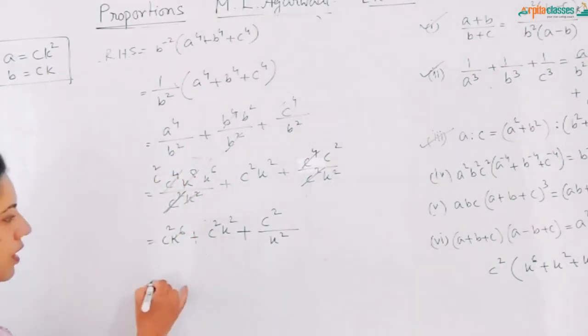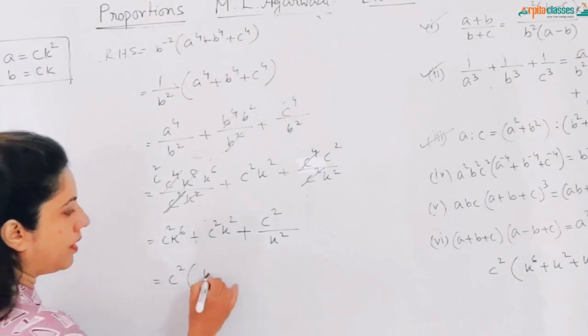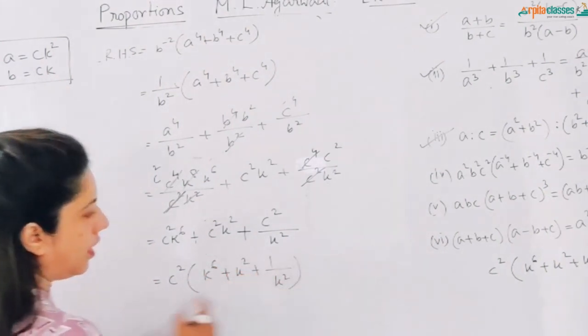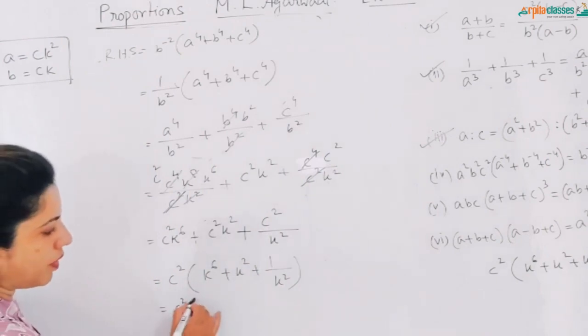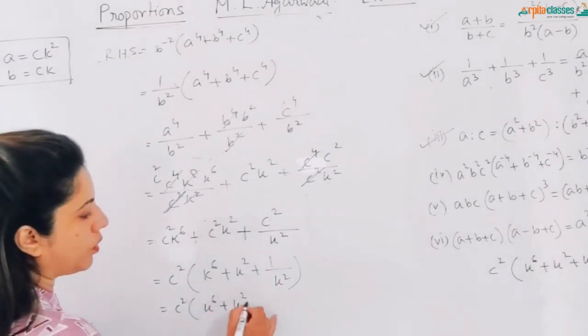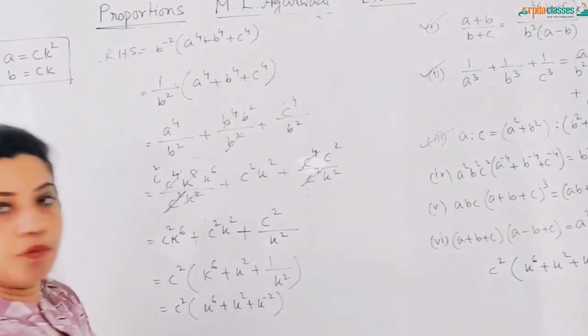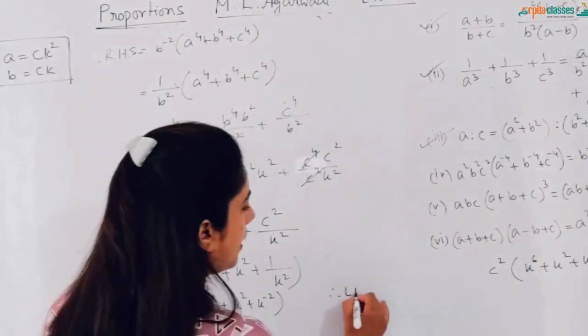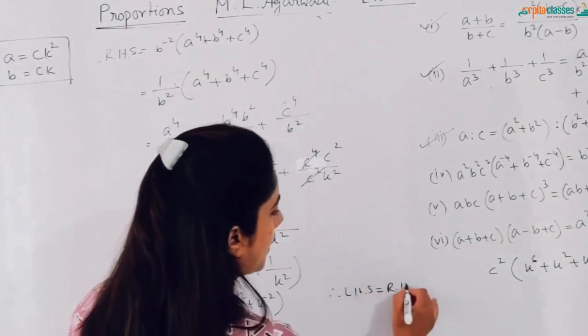Okay. So now from the numerator, if you take c square common, it is k to the power 6 plus k to the power 2 plus 1 upon k square. And if you take k square up, it will be c square whole into k to the power 6 plus k to the power 2 plus k to the power minus 2. Now if you see the left hand side and right hand side, we are getting the same thing. Therefore, we can write left hand side is equal to right hand side, proved.